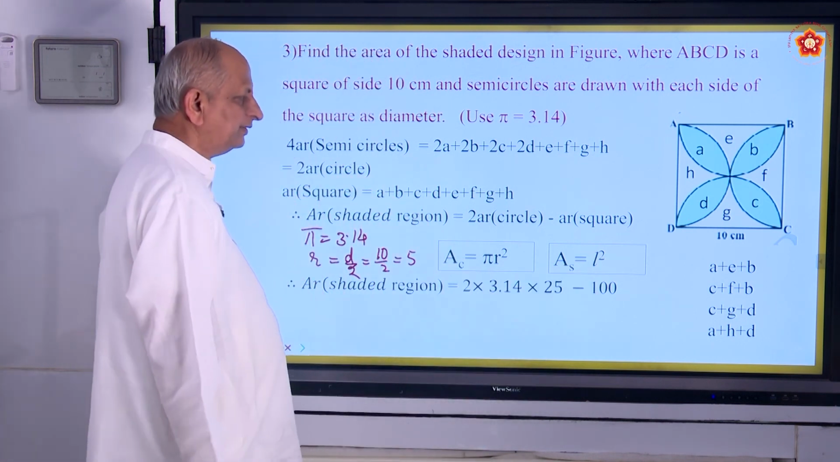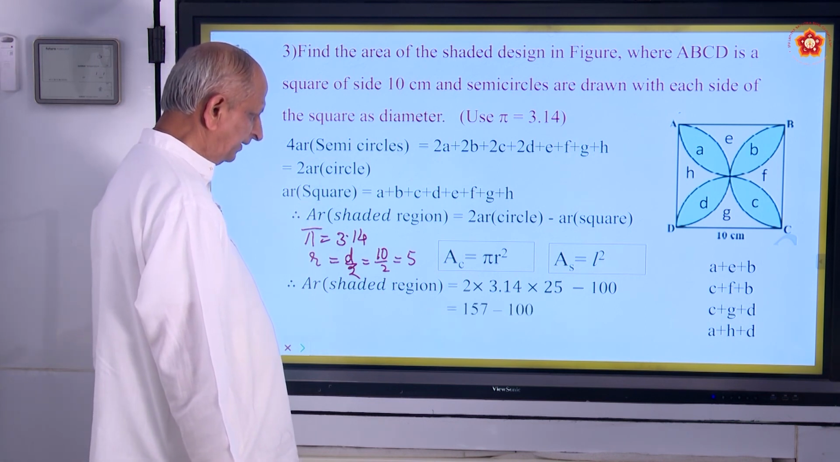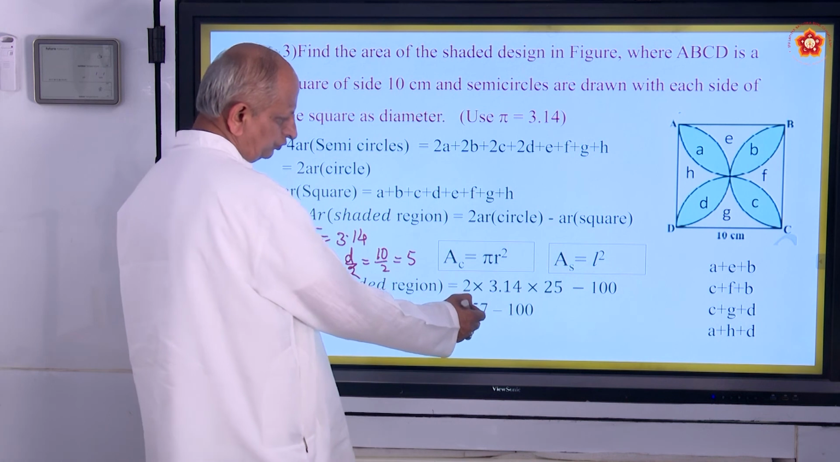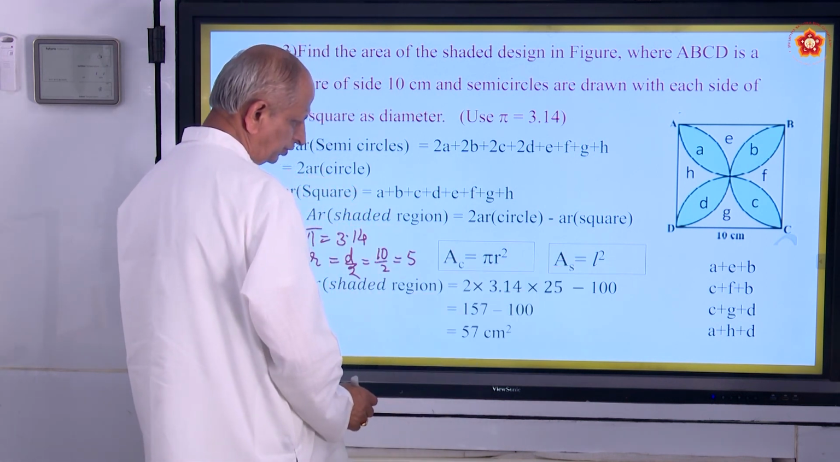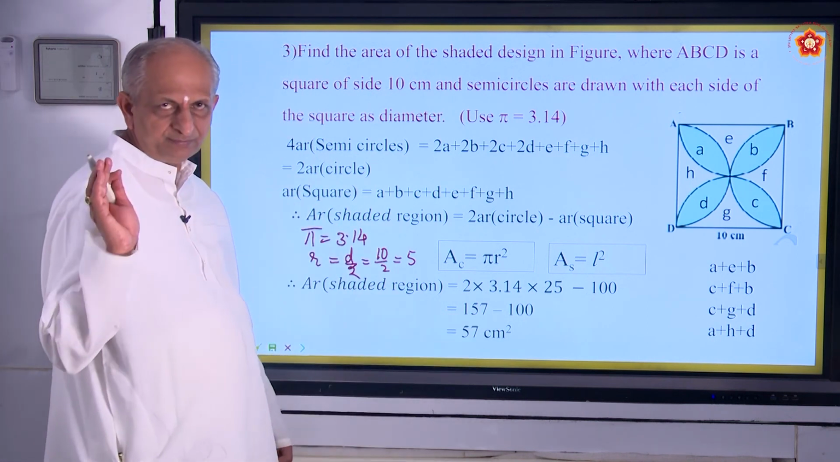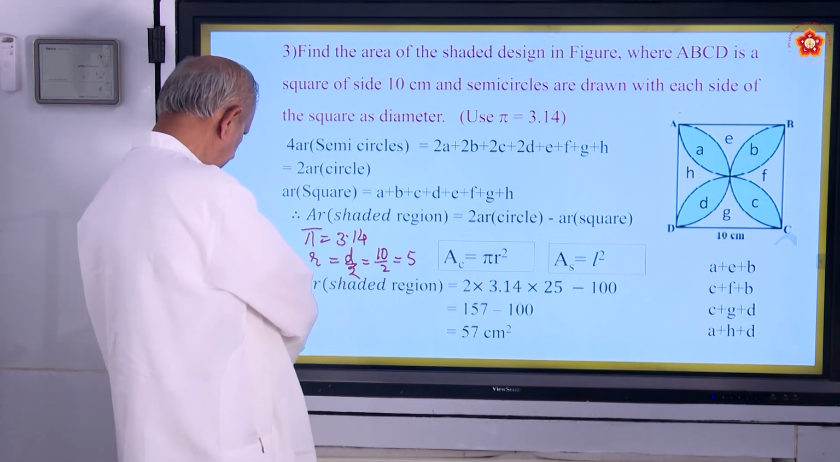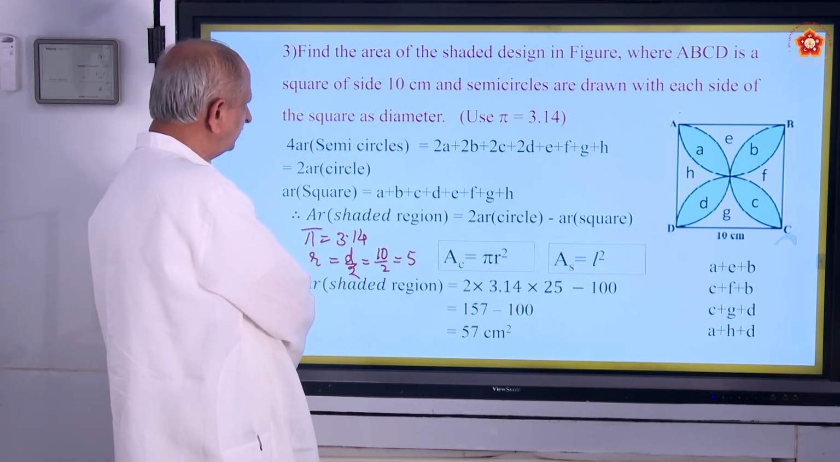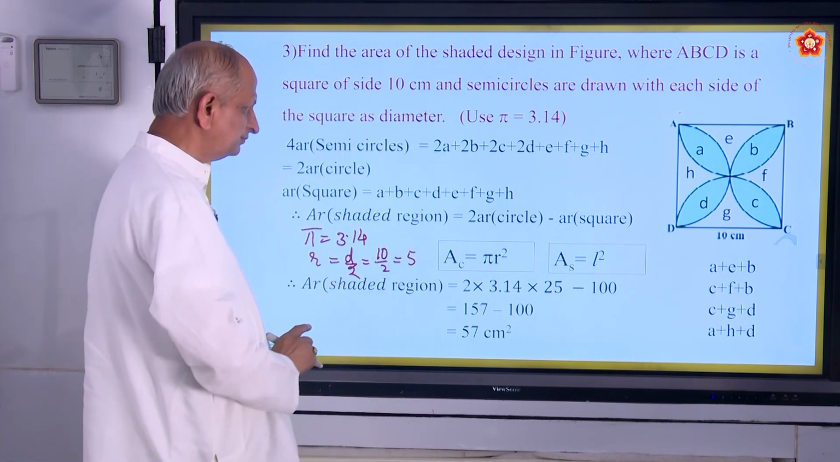What is L square? Area of a square. Now if you multiply, you get 157, this one minus 100. So shaded region area becomes 57. Is it all right? Okay. So that is how you got it. Now there is one more in that. Find the area. That is our question here.